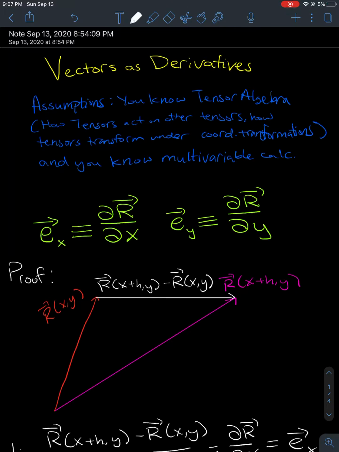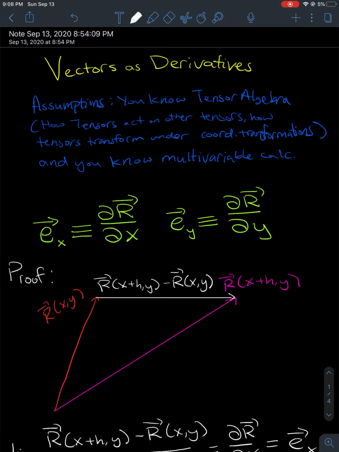Hey guys, today we will be talking about vectors as derivatives. Now in this entire video, we will assume that you know tensor algebra, which means that you know how tensors act on other tensors. You know how tensors transform under coordinate transformations, and you know multivariable calculus.